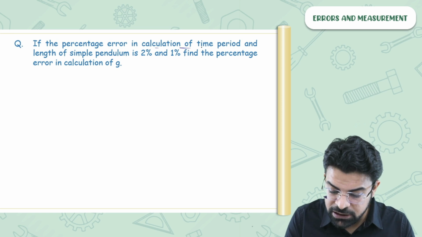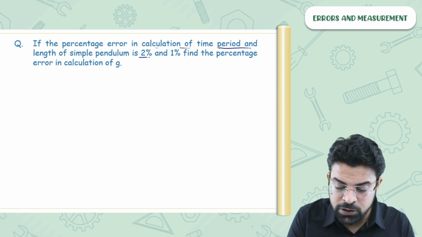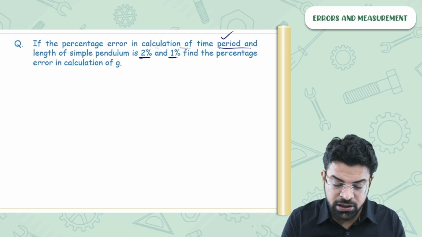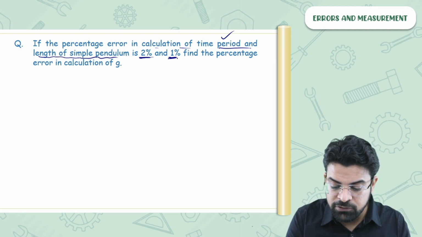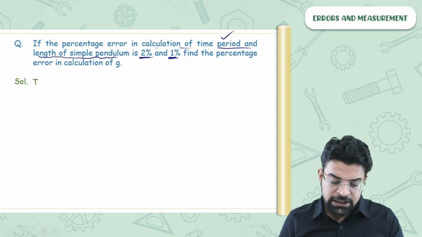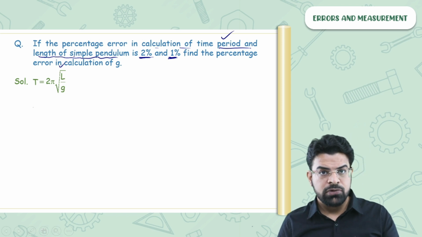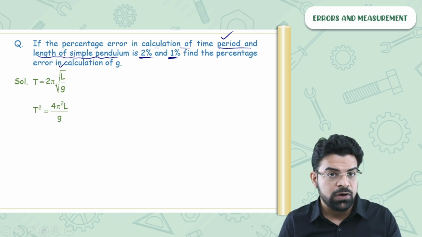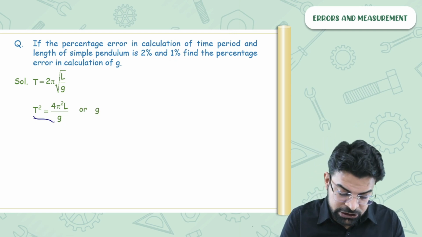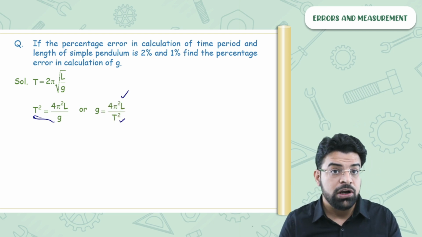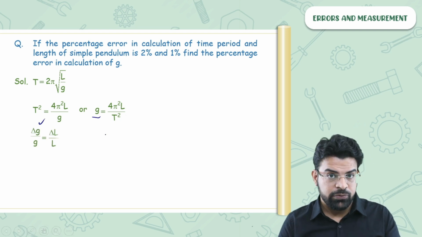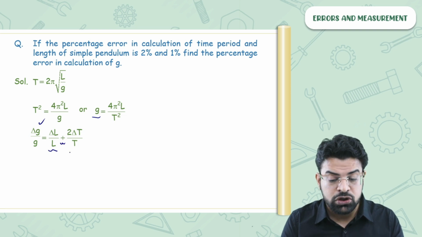If the percentage error in calculation of time period and length of a simple pendulum is 2% and 1%, find the percentage error in calculation of g. We know that time period equals 2 pi under root L by g. Squaring both sides, you get T square equals 4 pi square L by g. From here you can rearrange and write g equals 4 pi square L upon T square. Now use the formula. You will say delta g by g equals delta L by L plus 2 delta T by T.